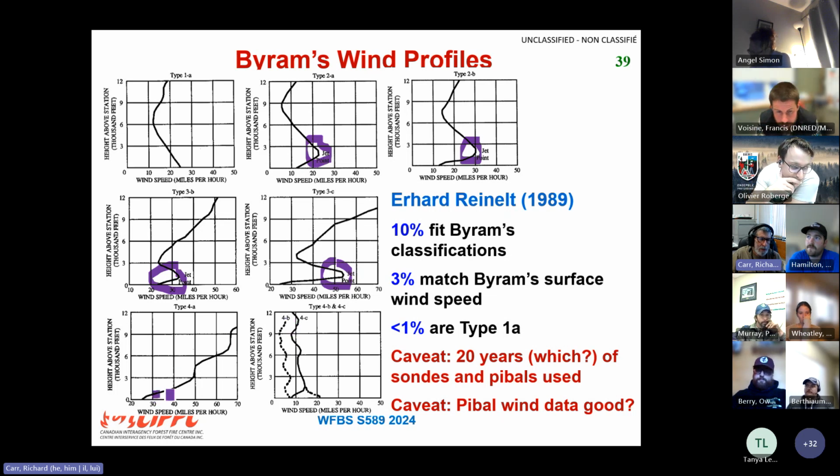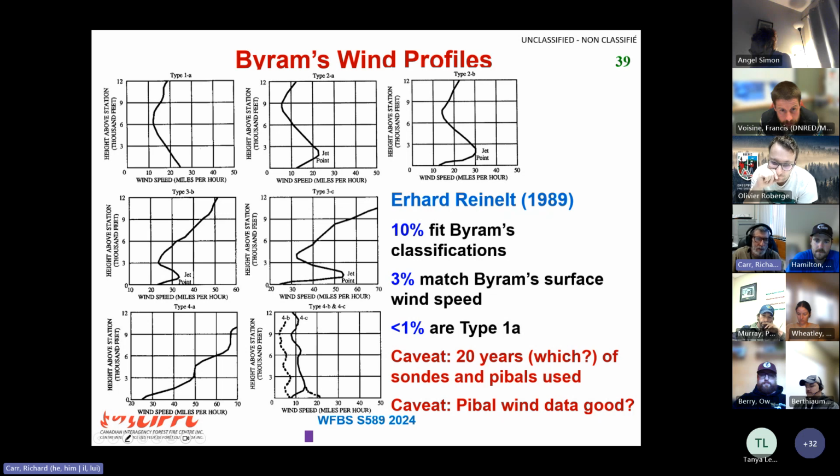Type 4A here is kind of an interesting one, just a steady increase as you go up. And if you remember that Saquet fire plume last week, I had a similar profile, at least through the lower levels of the atmosphere too. Type 4A here, just a reasonably steady increase.